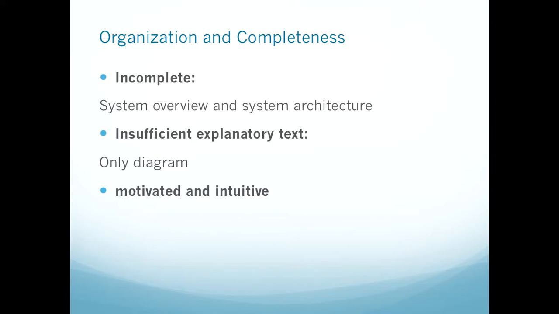So the second problem is insufficient explanatory text. Many diagrams are accompanied with descriptions, but in the part of the design details, the document lacks natural language to explain the diagrams, including class diagrams, state diagrams, and interaction diagrams. There are just diagrams, and we missed the explanatory text to talk about them. The documentation of design decisions is definitely motivated and intuitive.